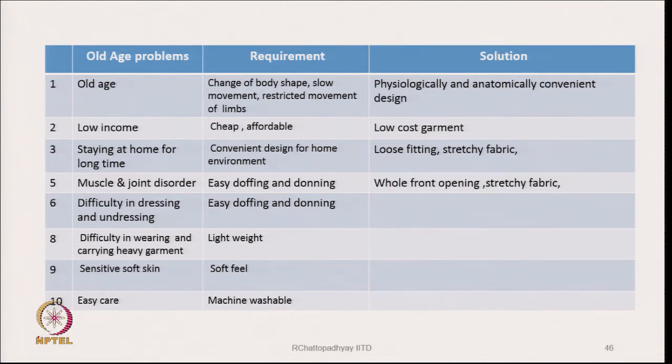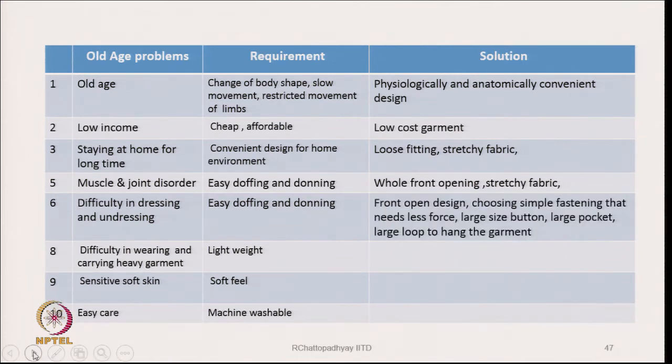Next one is easy doffing and donning. Therefore, what we need is a whole front opening type and also stretchy fabrics. For easy doffing and donning, a front open design, choosing simple fastening that needs less force, large size buttons, large pockets, large loops to hang the garment, things like that we have to think about and incorporate into the design.